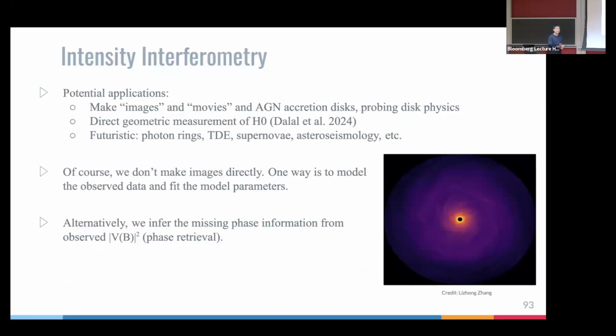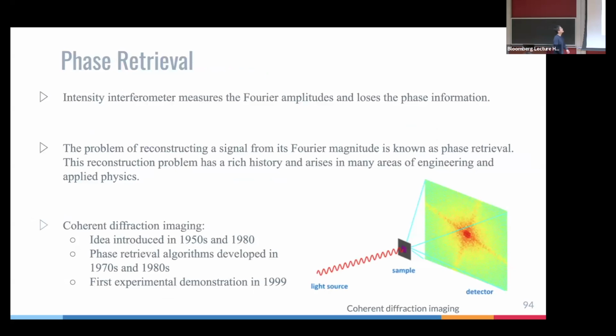And there are many applications for this potential idea, including studying AGN physics, measuring the Hubble constant, or some other astrophysics. But the challenge here is, if we want to make the image, we don't have the phase information. So we want to infer the missing phase information from the observed measurement of the amplitude. This problem is also known as phase retrieval.